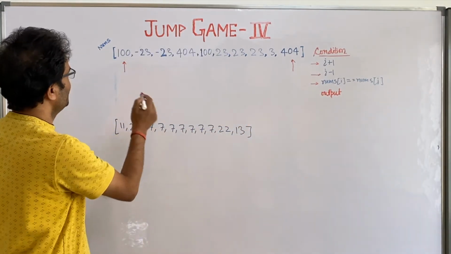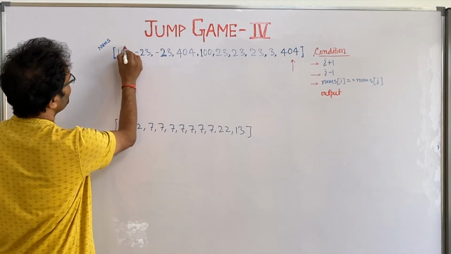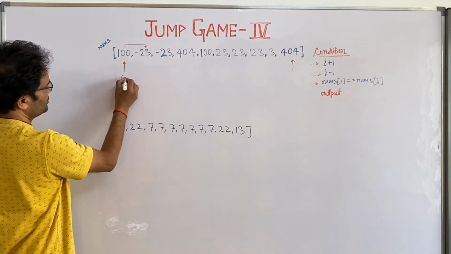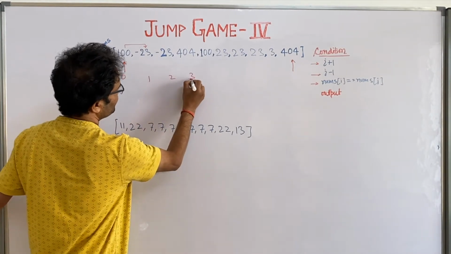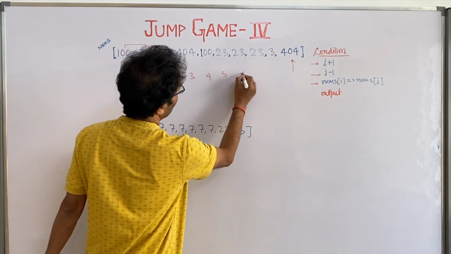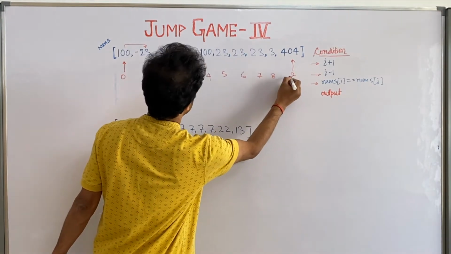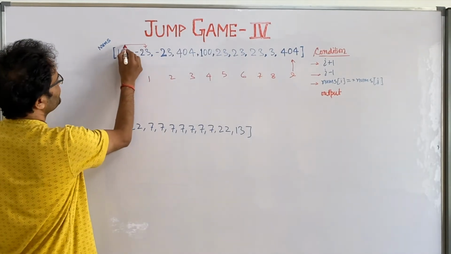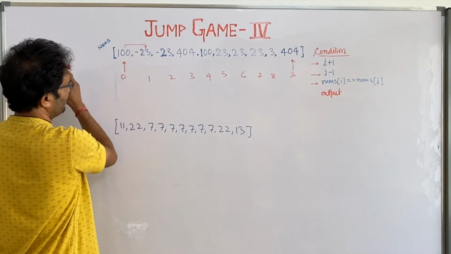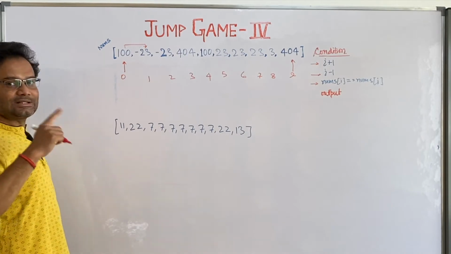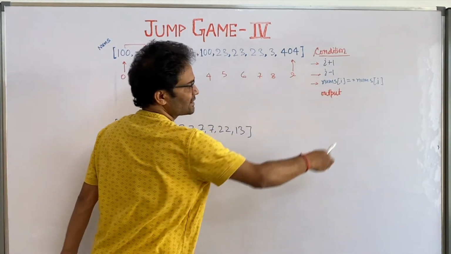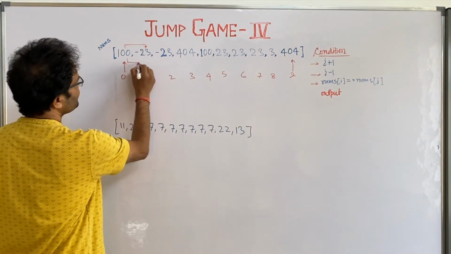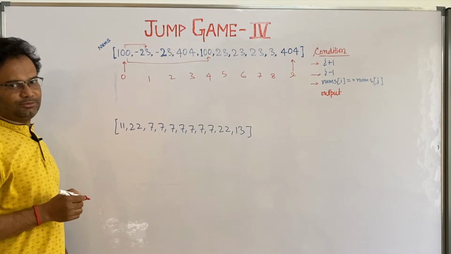From here you can jump either one forward or backward, but anyhow you cannot jump backward because this is index 0. Obviously you cannot go below 0, so you can jump here. Here you cannot jump, and also you can jump to a similar value. So nums[i] is equal to nums[j], but i and j should not be equal. From here, do we have any 100? Yes. So you can also jump here.